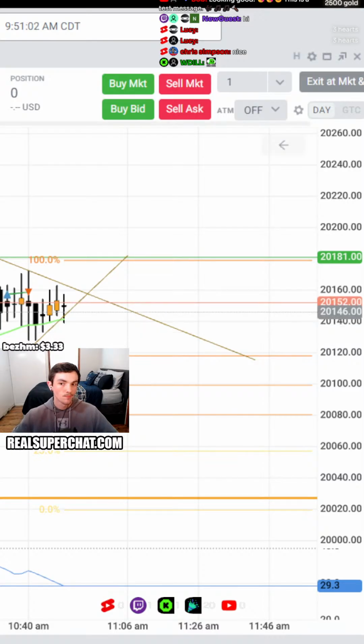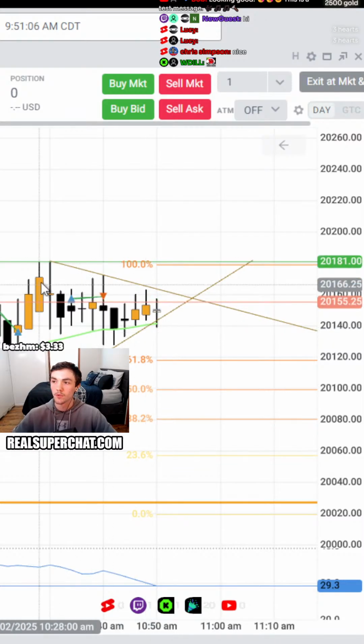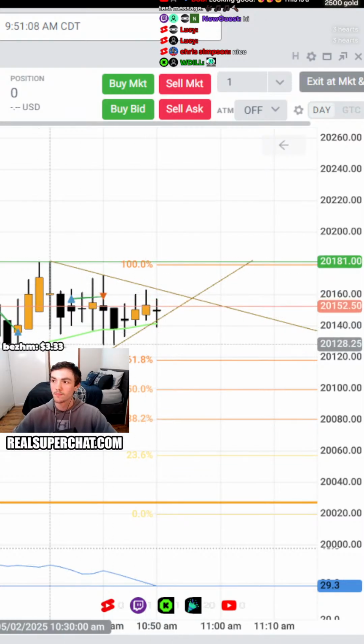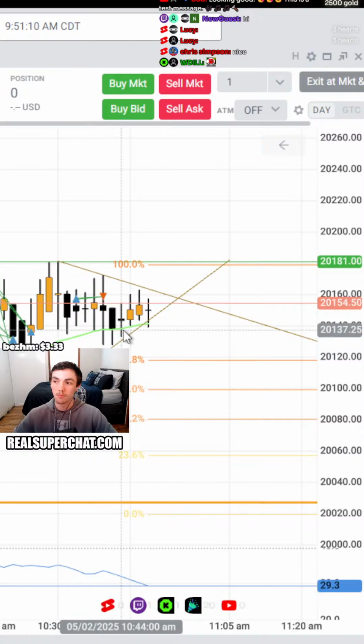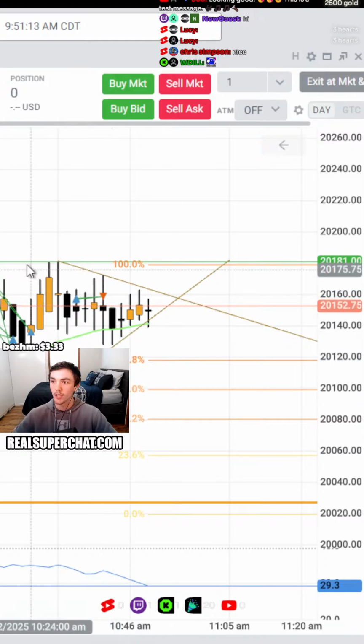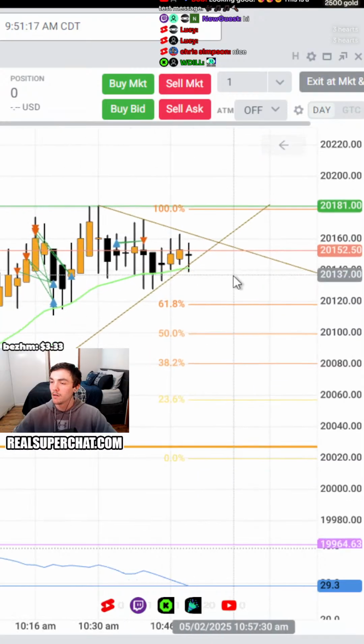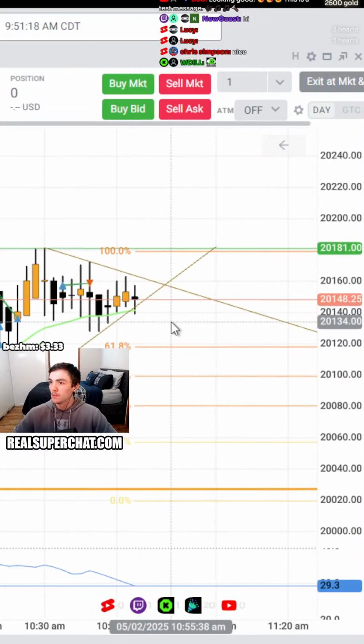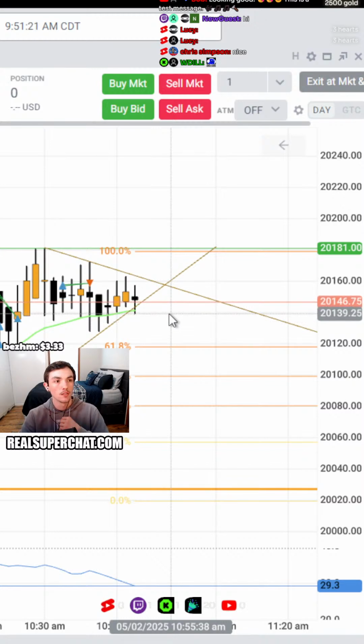See all those? This is really where you want to avoid trading, at least for me personally. Chop zone. Chop, chop, chop. Gotta wait for the volatility to come back.